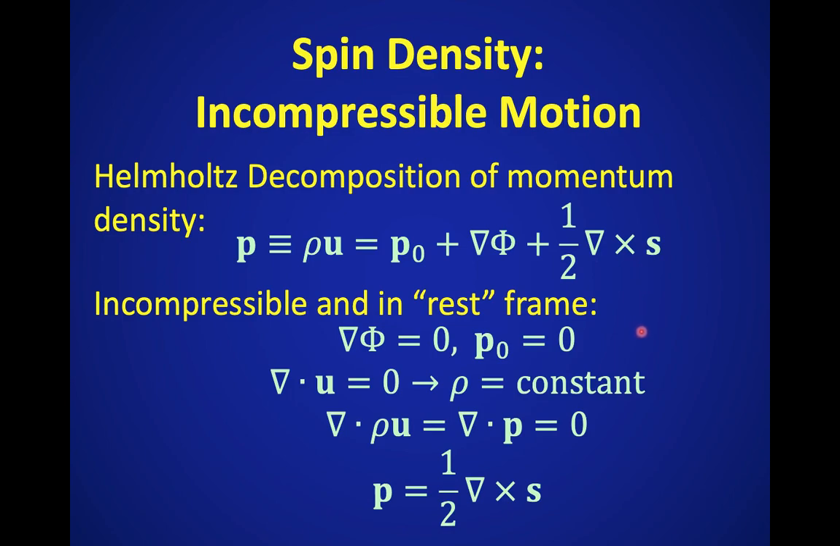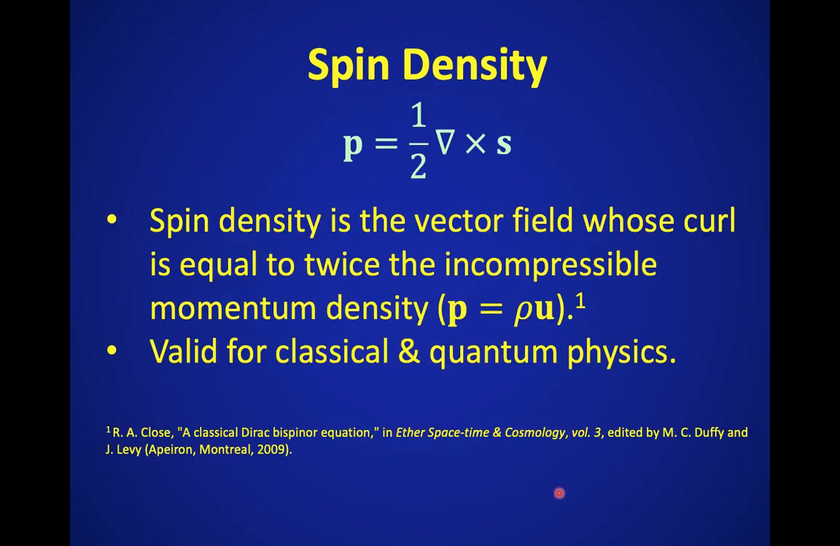And for incompressible motion, in the rest frame where this average momentum density is zero, the momentum density just reduces to a single curl, where this S vector field is what we call spin density, and it represents angular momentum. So spin density is the vector field whose curl is equal to twice the incompressible momentum density. And this relationship is valid both in classical physics and in quantum physics.